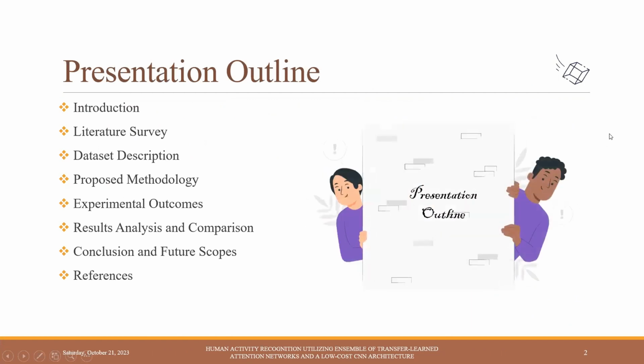Okay, so let's talk about the presentation outline. One by one, we will go through the introduction, literature survey, and dataset description. The proposed methodology will be discussed after that. Then we will see the results and analyze them, and then we will talk about the conclusion and future scopes.